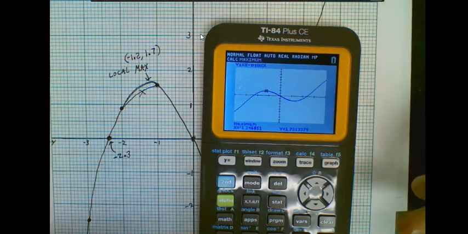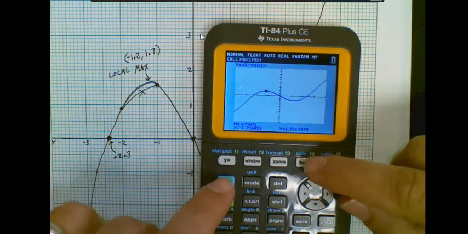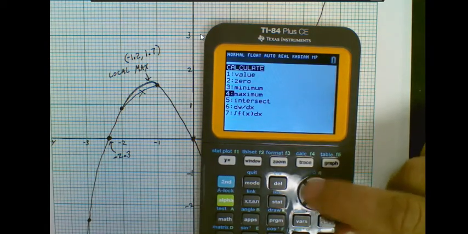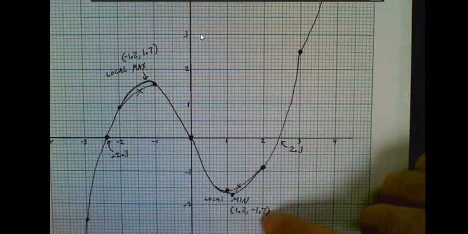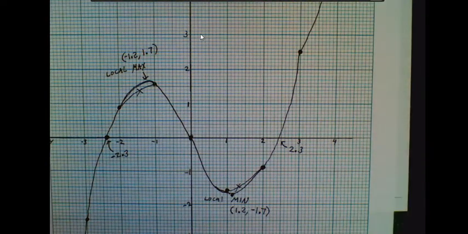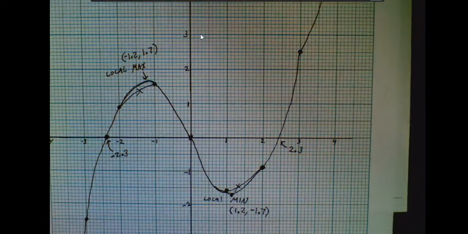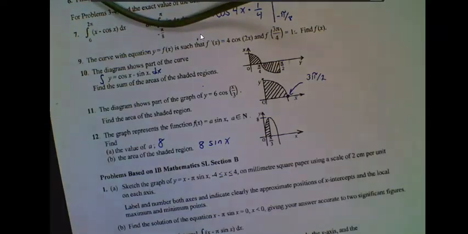You could do the exact same process, but when you go under calc, for the next one, just choose minimum and then do the exact same thing to get the coordinates for that point right there. So anyway, the calculator can do all those things for us, and so that's what I got from my graph and how I did that one. Moving on.